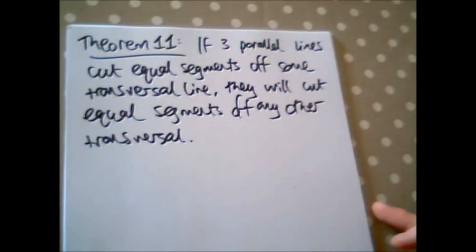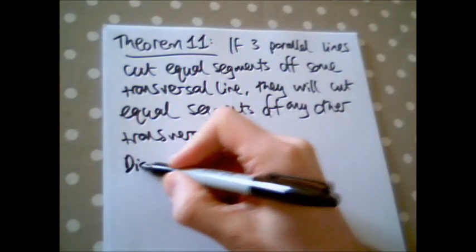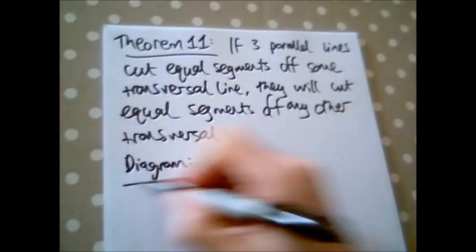We're going to have a look at Theorem 11. This is: if three parallel lines cut equal segments off some transversal line, they'll cut equal segments off any other. So that doesn't mean a whole lot, so we draw a diagram to see what's going on.